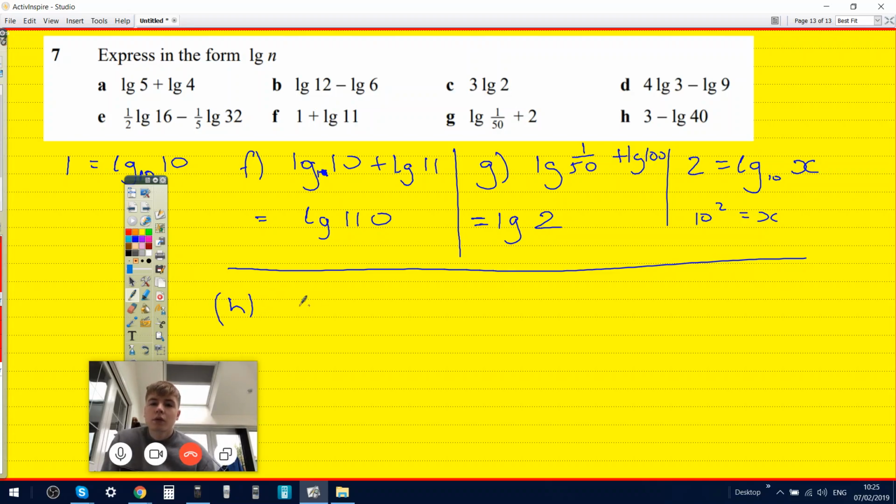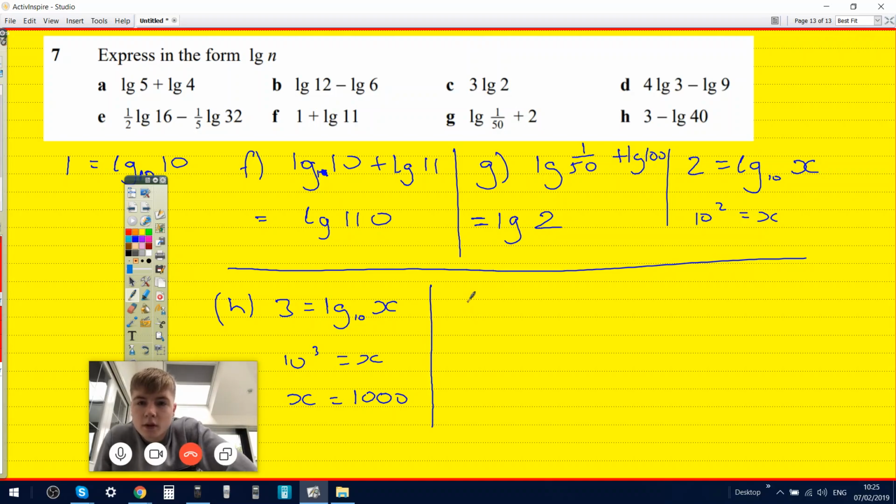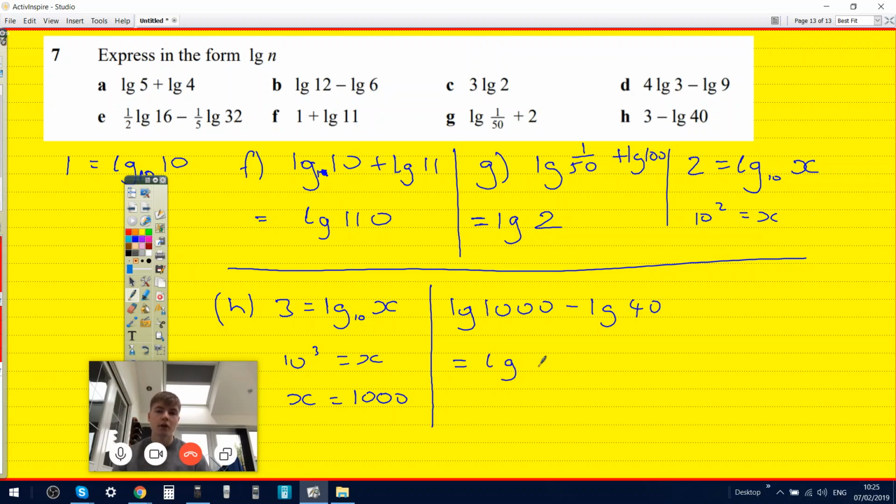3 equals log 10 to the x. So 10 cubed equals x, which is 1,000. So log of 1,000 minus log 40. So 1,000 divided by 40 is 25. That's it. Well done. Any questions about that?